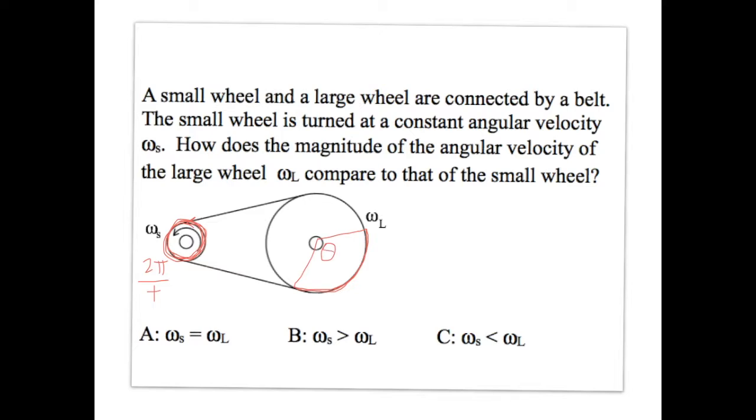If I were to estimate, this is about pi, so maybe about 2 over 3 pi or something, that would probably be my best guess as to the angular displacement. Same amount of time. Of course, that means that what omega L is going through is much smaller, right? Your angular speed or angular velocity is going to be much, much less. And so, therefore, our answer should be B, that the angular speed of omega S is much greater than that of omega L. Okay, I know I said W, it doesn't really matter. Same thing. All right, let's go on.